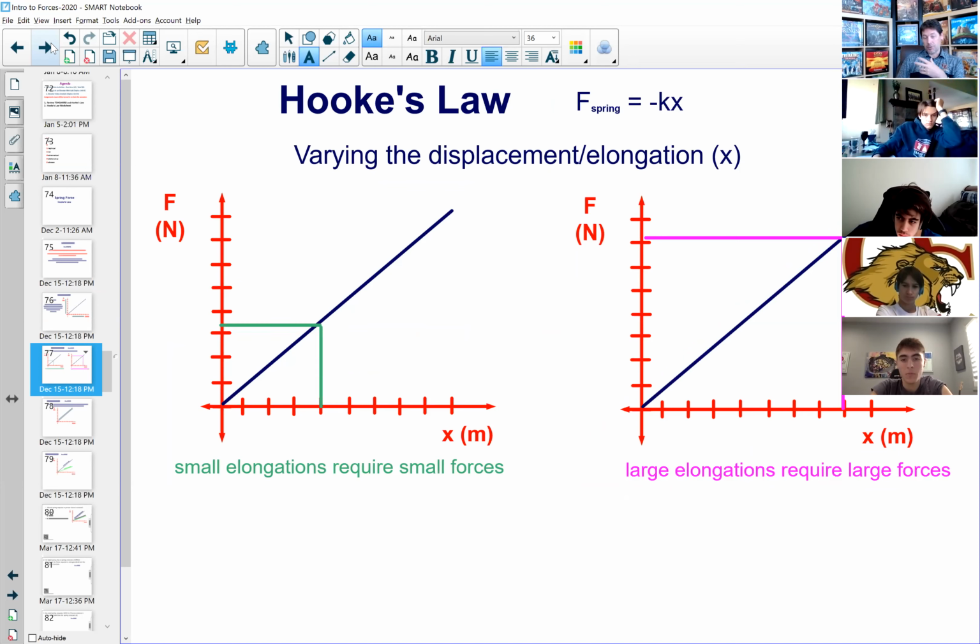Another thing about the graph and the relationship of Hooke's law in general, if we push just a small bit or pull just a small bit on the spring, it would elongate or compress just a small amount with a small amount of force. And if we push or pull with greater force, then it's going to elongate or compress a greater amount. So you can just see here, small force would make a small displacement, greater force would make a greater displacement.